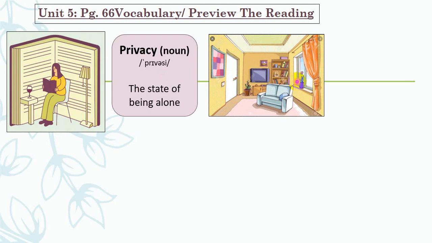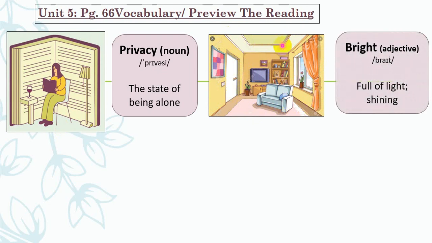Wow, this room looks very nice, very colorful, and you can see everything neat and clean, and it has a lot of light in the room. So when something has a lot of light and it is very visible, you call it bright. It's an adjective, full of light or shining, bright.